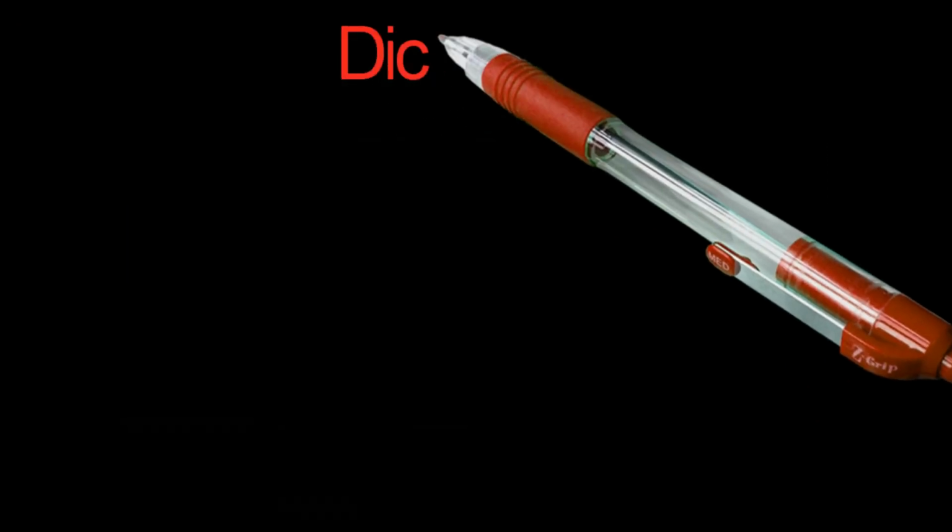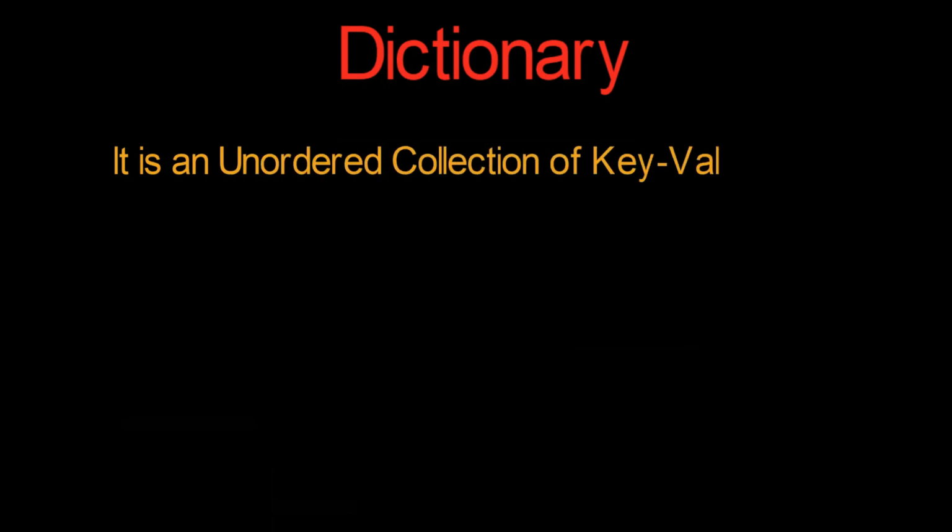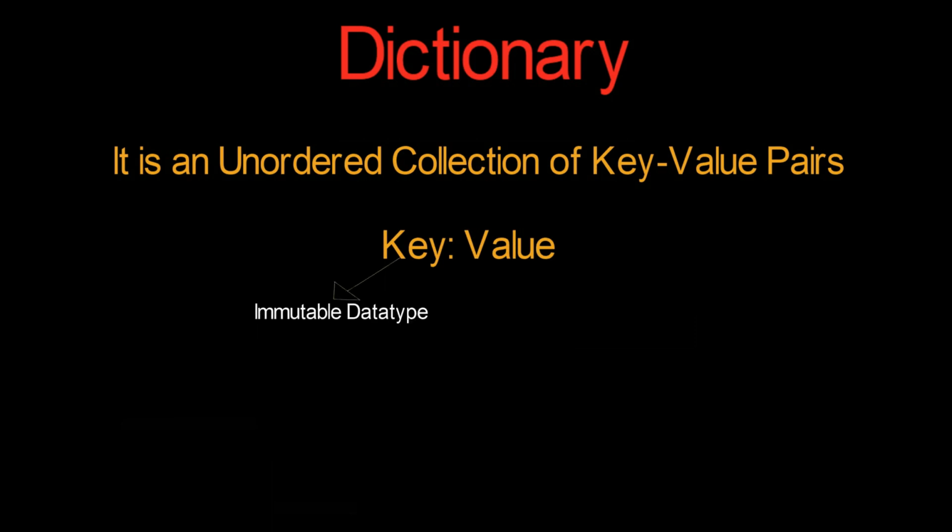Now let's see about dictionary. It is an unordered collection of key-value pairs. What that means is that they don't have any index values assigned to their elements. So we have a key for each element in the dictionary. The key should always be of an immutable data type, since the key should not be modified. String, number and tuple are immutable data types, so they can be assigned as a key. Also, the value can be of any data type.